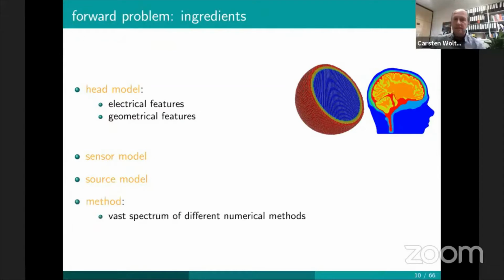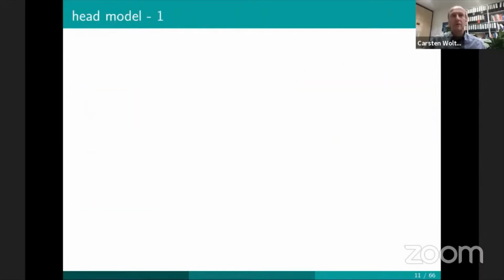There's a vast spectrum of numerical approaches for solving the differential equation. I started with boundary element methods and later on joined an engineering group in Aachen, where I started with the finite element method. And there are also other methods like finite volume methods, finite difference methods. I will discuss that a little bit, but the focus of my talk is on the finite element method.